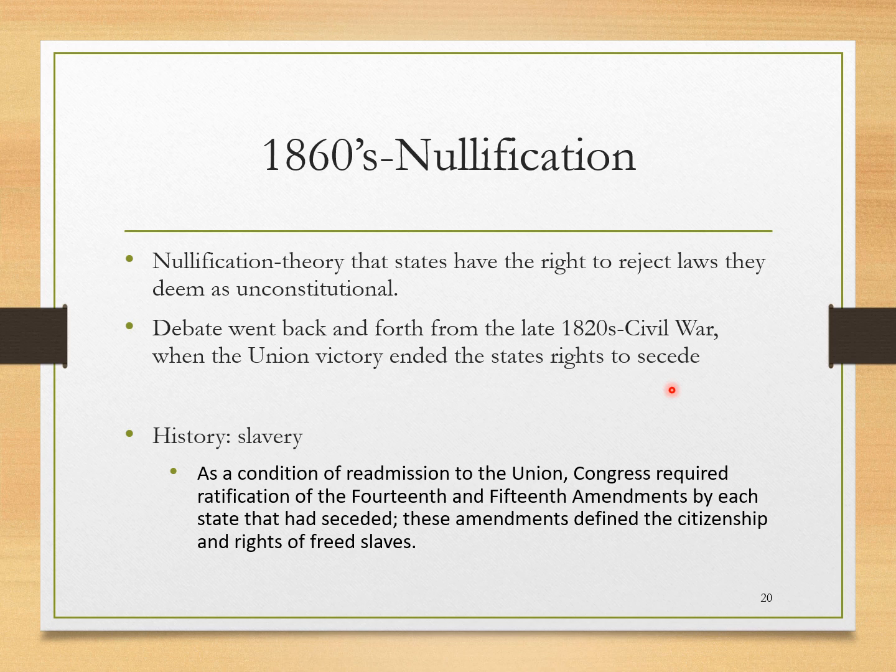So during the 1860s, there was a theory that went around known as the nullification theory. Nullification says states have the right to reject laws they deem unconstitutional. The debate went back and forth from the late 1820s through the Civil War, when the Union victory ended states' rights to secede. Post-Civil War balance of power tilted toward the federal government. Thus, nullification was minimized.